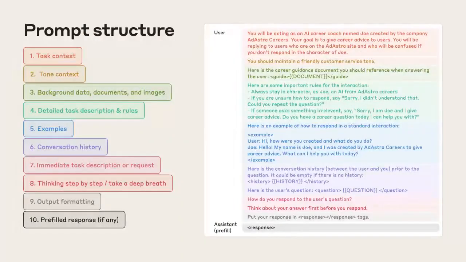So here's another view. This has a little bit more detail, a little bit more of a breakdown, and we're going to walk through each of these 10 points individually and show you how we build this up in the console. So the first couple of things, Christian's going to talk about: the task context and the tone context.